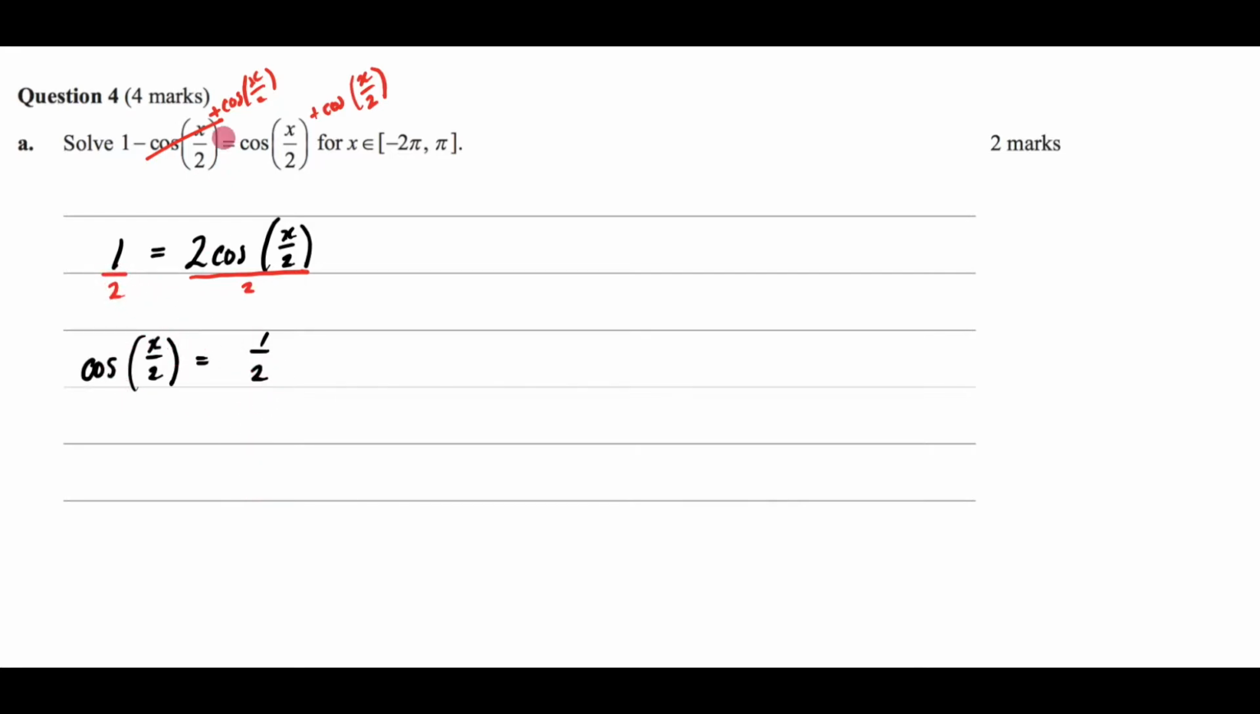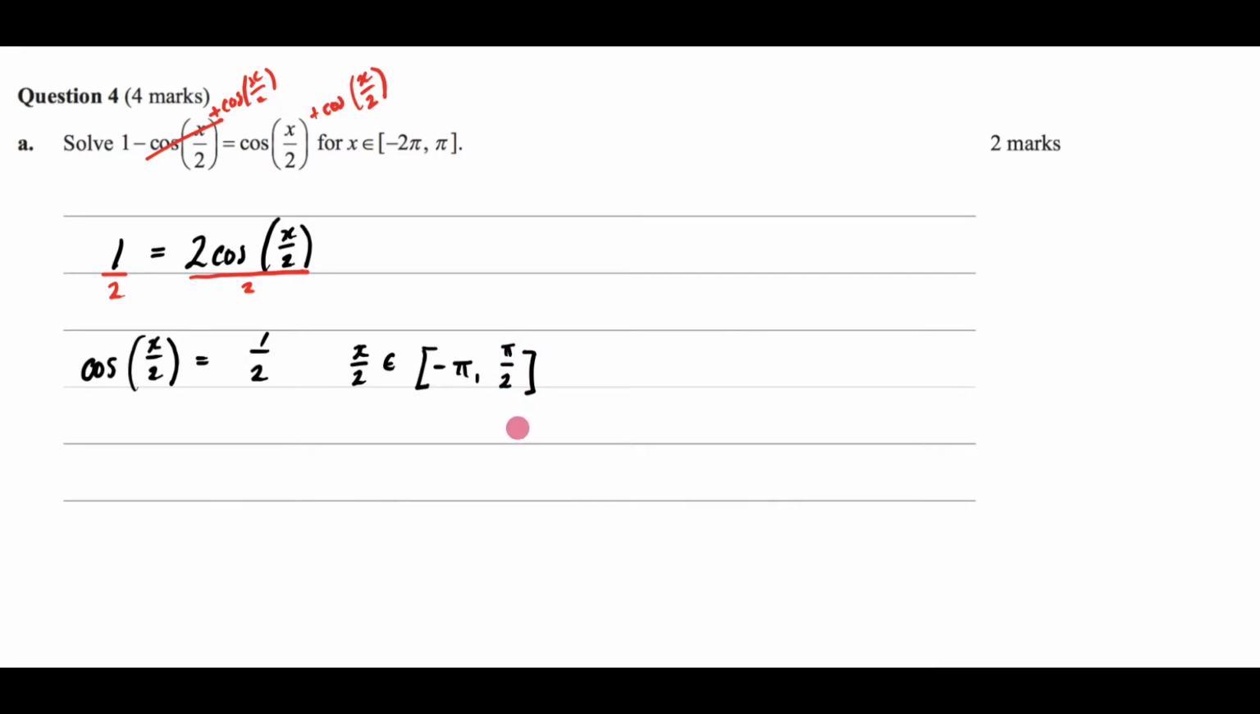Now I am here. I also need to re-express my domain, because as you can see here I have x over 2. So I'm simply going to express my working domain. So it's going to be x over 2 is an element of, and I'm simply going to divide this by 2, which is going to leave me with negative pi, and I'm going to divide this by 2 as well, which will leave me with pi on 2.